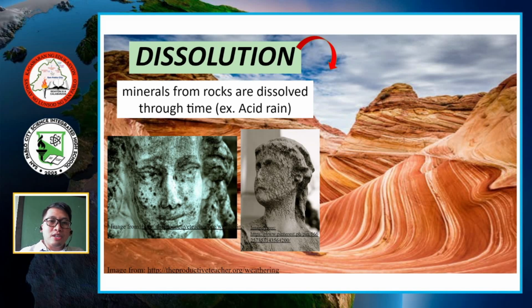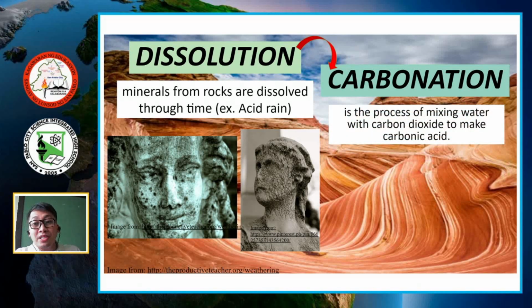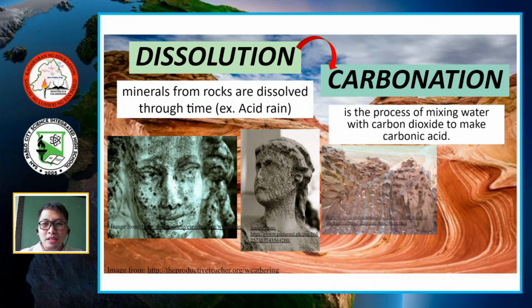Another example of dissolution aside from acid rain and water itself is the carbonation. When I say carbonation, it's the process of mixing water with carbon dioxide to make carbonic acid. If you're familiar with carbonic acid, ito yung present sa ating mga soft drinks. Yung soft drinks natin, it is a combination of water and carbon dioxide, creating carbonic acid. Si carbonic acid, it is a type of weak acid, pero meron pa rin siyang ability na mag-dissolve ng mga minerals. Look at this one.